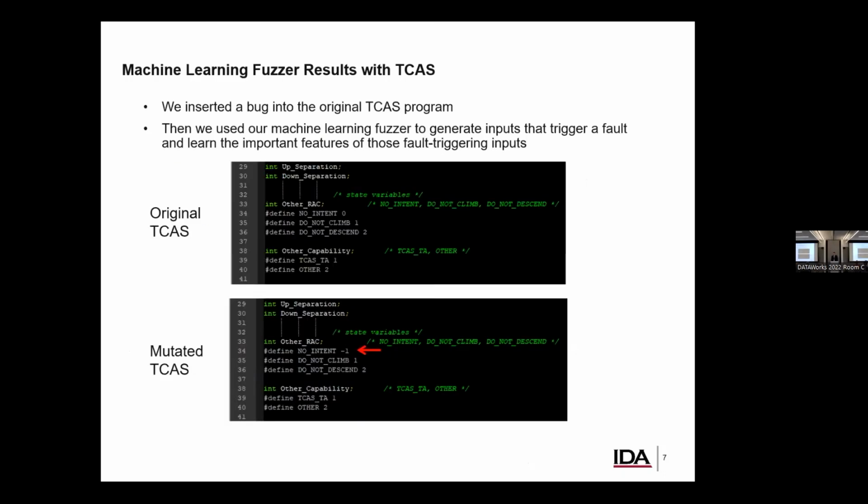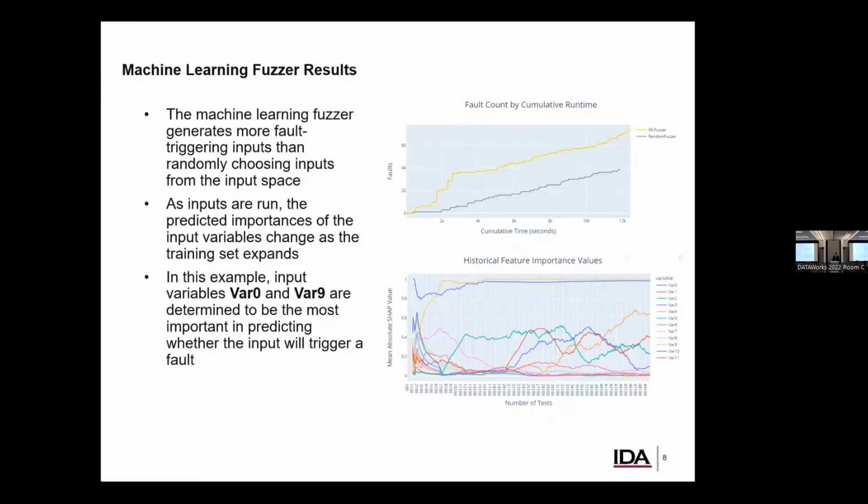So we got a hold of this program. It's a C program. We manually introduced a bug into the program. So we can see that the no intent variable was changed from 0 to -1. And then we used our machine learning fuzzer to try to learn about inputs that trigger faults in the outputs due to that bug that we introduced into the program.